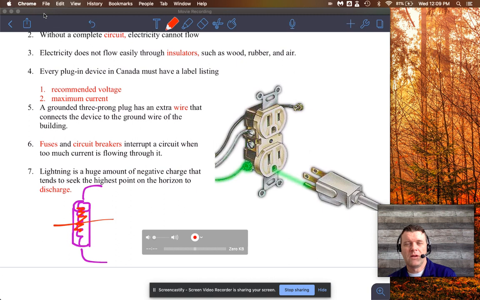So sometimes we say, "Oh, you blew a fuse." There's lots of different shapes for fuses. You can see them in vehicles and in other electrical devices.